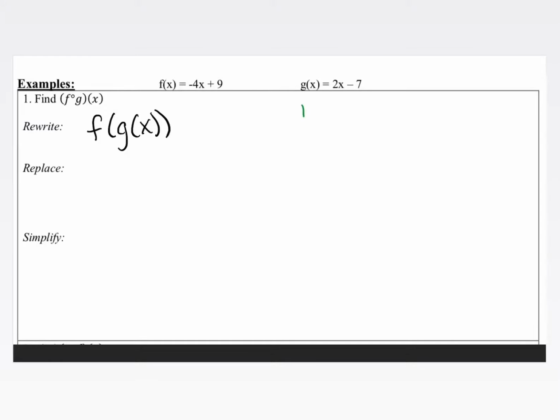Here my inner function is g of x, and my outer function is f of x. Again, it looks like instead of where we would normally have an x right there, we're replacing that with g of x.